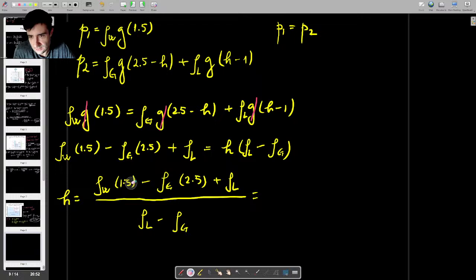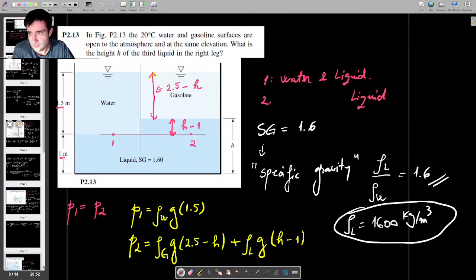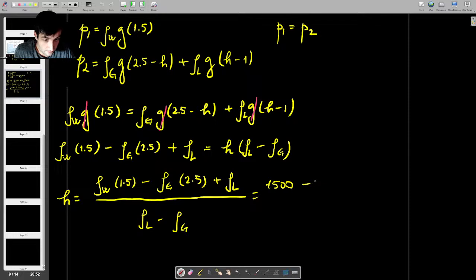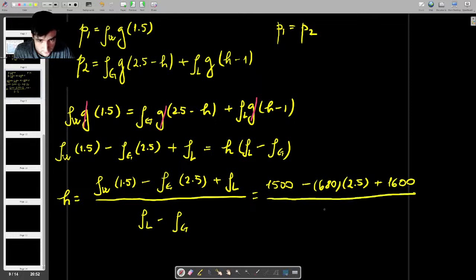So let me write this a bit better. This should be 1.5. Density of the water times 1.5, this is 1500. Density of the gasoline, I think this is not given in the question, but that's why I had this table here. So that's 680, times 2.5, plus, this is 2.5. Density of the unknown liquid is 1600, over 1600 minus, once again, 680.